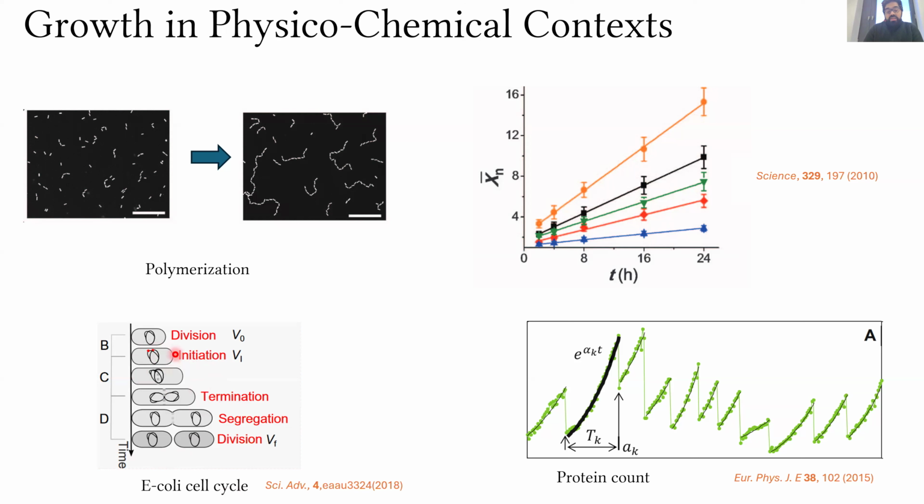If you take the E. coli cell cycle and you measure the total amount of proteins, you can actually see that there are regular patterns: the number of proteins increases exponentially in the time between divisions. With this notion of growth, a lot of people have looked at growth before in the context of chemical reaction networks.